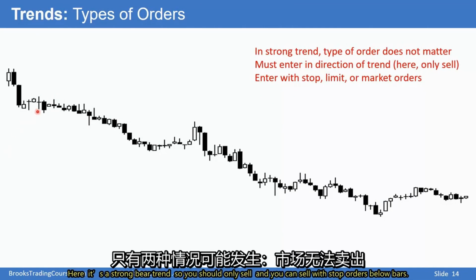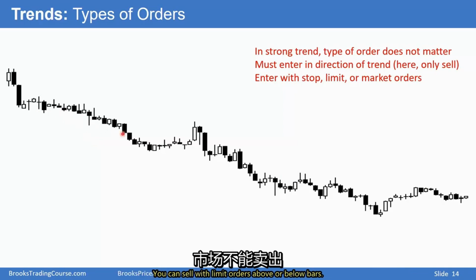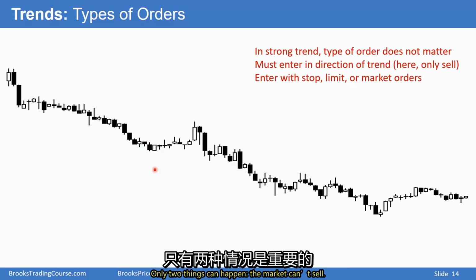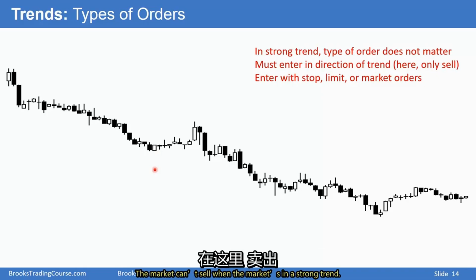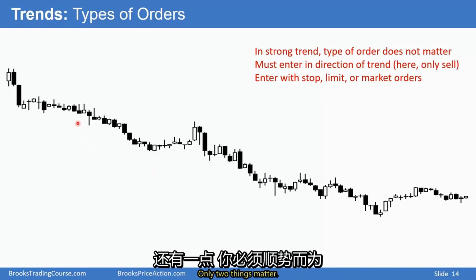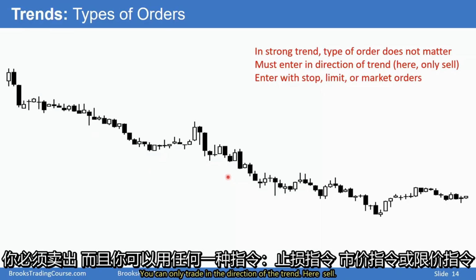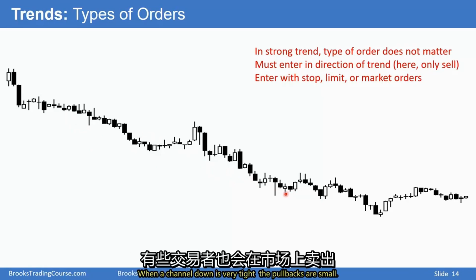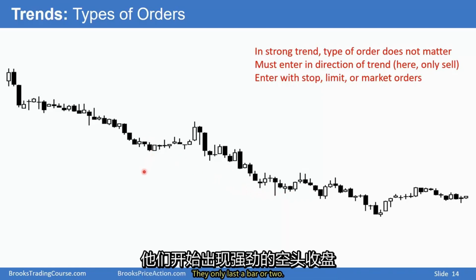Whenever a trend is strong like this, it does not matter what type of order that you use. All that matters is that you trade in the direction of the trend. Here it's a strong bear trend, so you should only sell. And you can sell with stop orders below bars, you can sell with limit orders above or below bars, you can sell with market orders, you can sell at any time. When the market's in a strong trend, only two things matter. You can only trade in the direction of the trend, here sell, and the other thing is you have to get into the trend. You have to sell, and you can do it with any kind of an order, stop order, market order, or limit order.